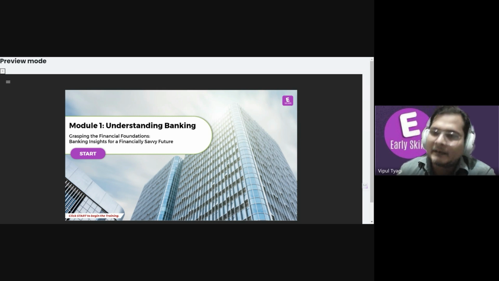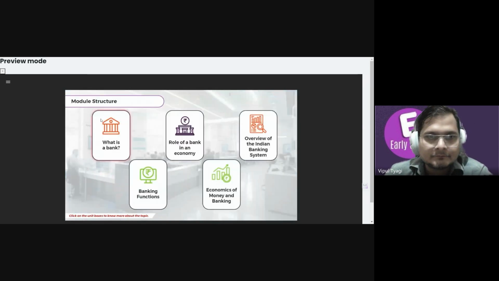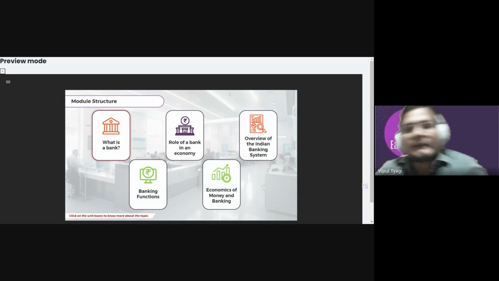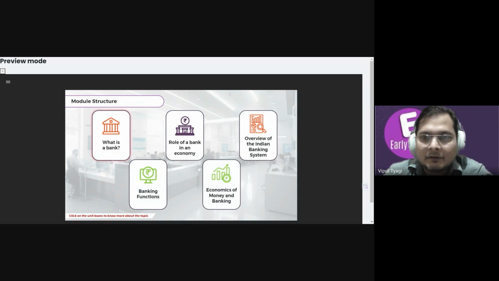And apart from these, there is a range of services which the bank provides. Some of them are freely available and some of them are chargeable. Now, in this module structure, we are going to learn about all these things: what is a bank, role of a bank in an economy, overview of the Indian banking system, banking functions, economics of money and banking. We are going to learn about all of these things.